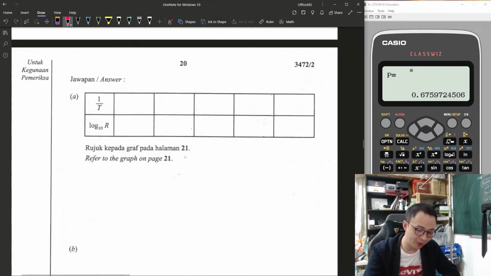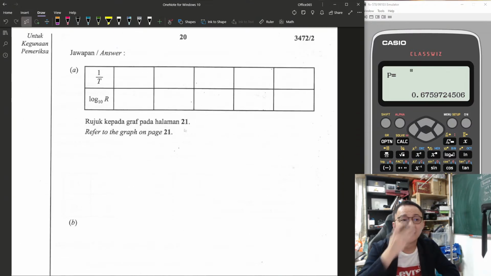Okay, so what we want to do is they ask us to complete the table. So let's complete this table as soon as possible.